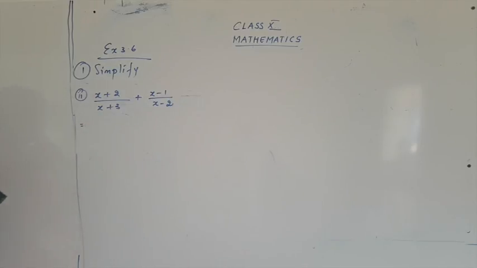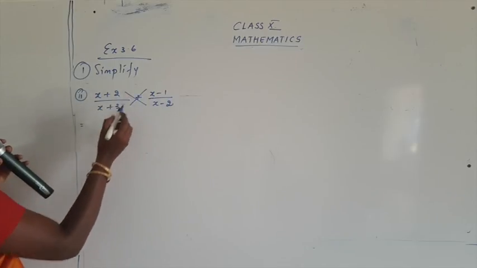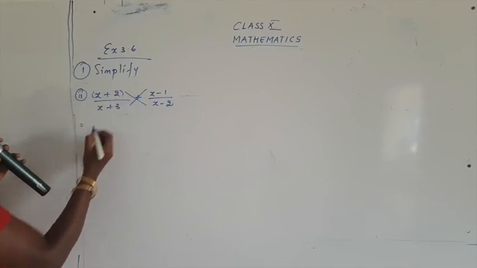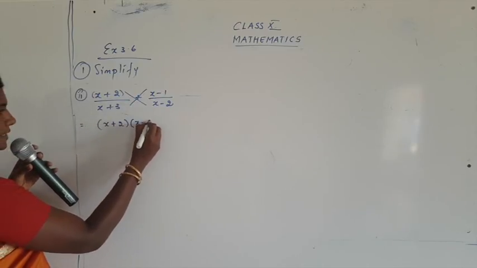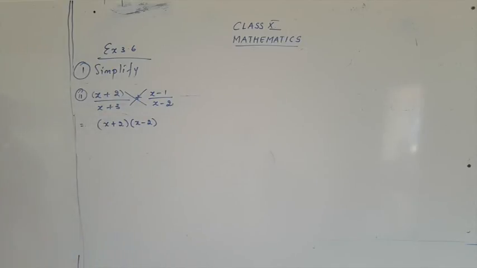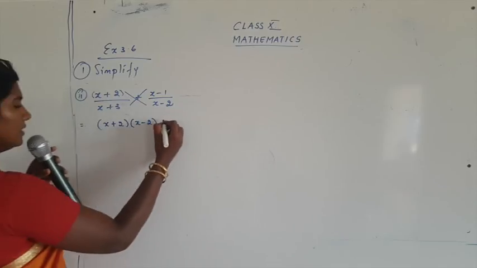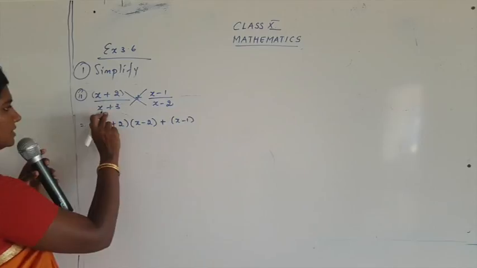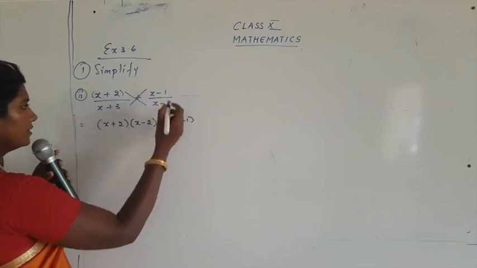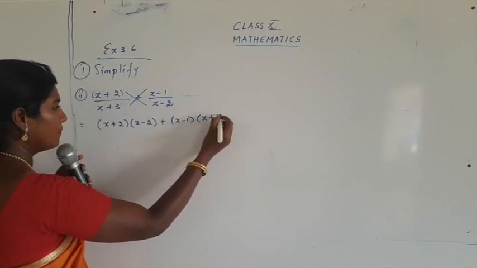Now we are just going to cross multiply. Let's see how to cross multiply. Let's start with the first part over here. So this becomes (x+2) into (x-2). Use the brackets to avoid confusion. What's the main sign given over here? It's plus. Then (x-1), and here (x+3) will be taken over here.